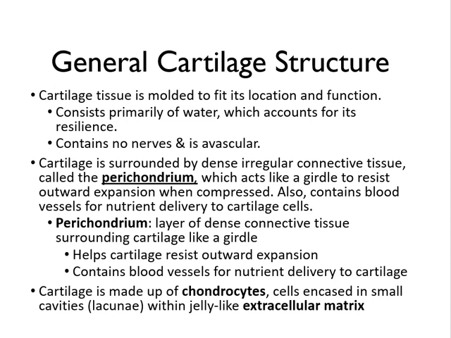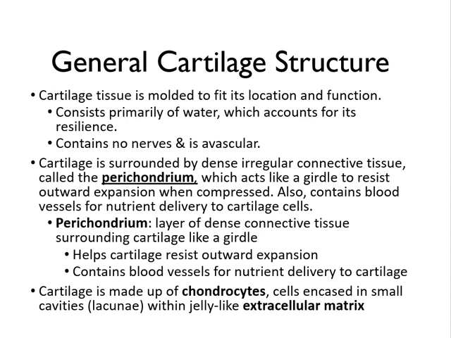It's not innervated and it's avascular. So the tissue that we call cartilage does not have nerves or blood vessels go into it. Thankfully, cartilage is surrounded by dense irregular connective tissue called the perichondrium. This contains blood vessels, which allow for nutrient delivery via diffusion to cartilage cells. The perichondrium also acts as a girdle, kind of this outside layer around cartilage tissue that helps cartilage resist outward expansion. And cartilage is made up of chondrocytes.